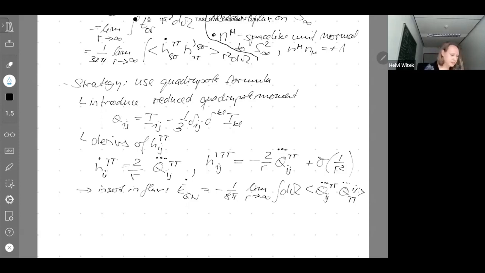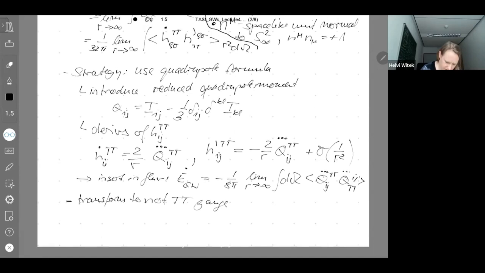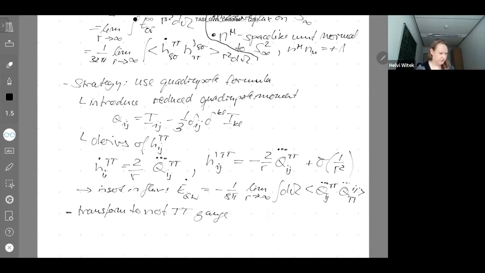So the final step that we would have to do is to transform back to not be in that gauge. I'm not going to do the details. I'm giving you the final formula for that, just for you to know that this is the final step that we would have to do. Yeah, so if we do this transformation, we would arrive at what we call the quadrupole formula for the gravitational wave luminosity.